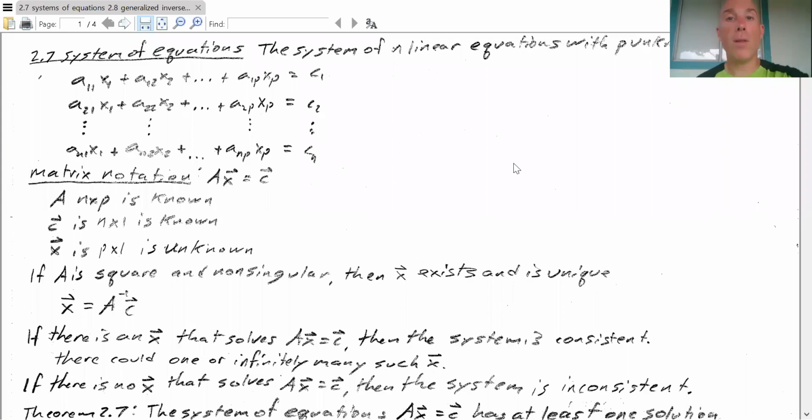Hi, in this video, we want to take a look at systems of equations and generalized inverses.